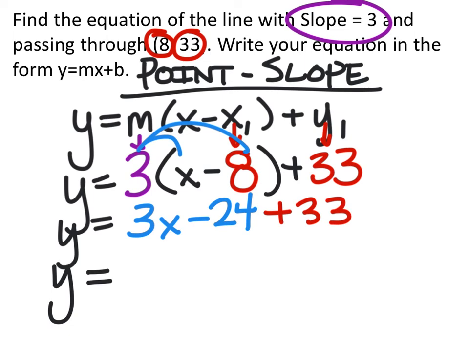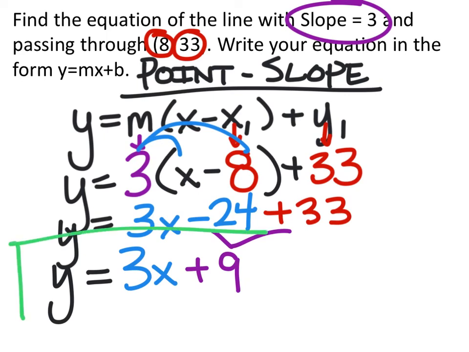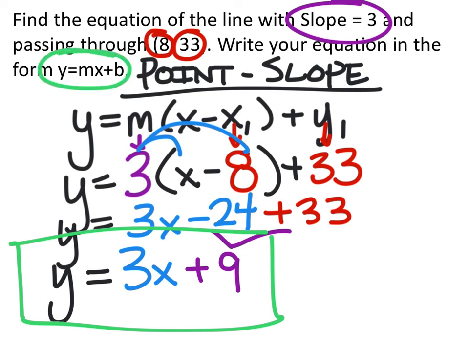So we still have y equals the 3x, but when we combine the minus 24 and 33, looks like we'd get a positive 9. And this would be the simplified form of point-slope form, which, as it turns out, is also slope-intercept form.